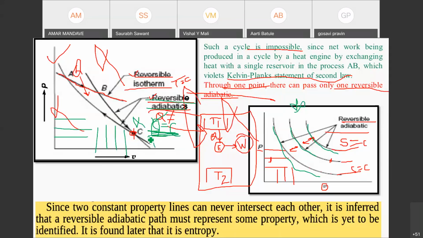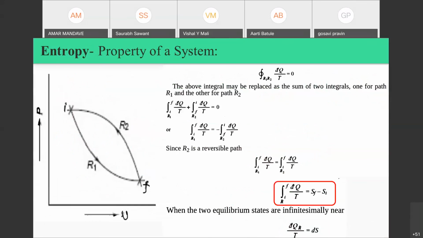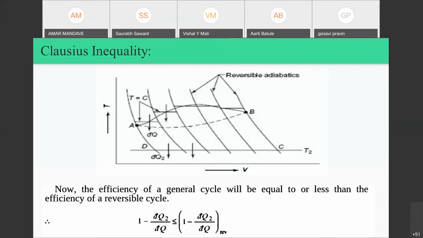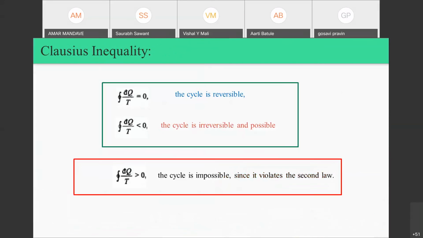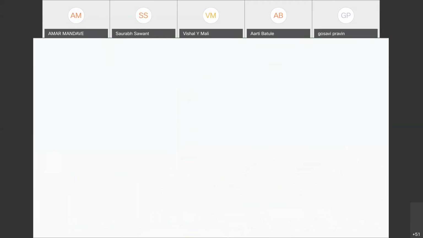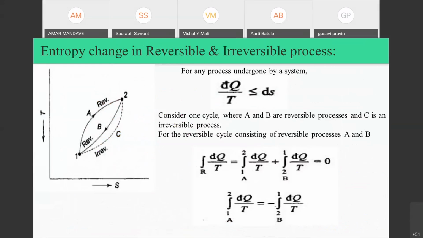In the next lecture we will go through entropy, considering it as a property of a system, and after that we will go through another theorem, the Clausius inequality theorem. After that we will go for the TS and HS planes and the entropy change during reversible and irreversible processes. That will be the end of our first point of the chapter, which is related to entropy, and the second point is availability and unavailability.